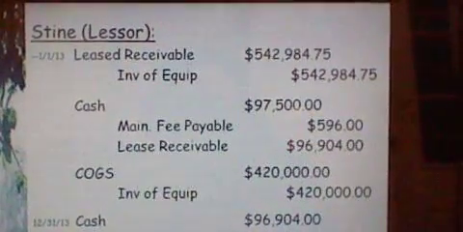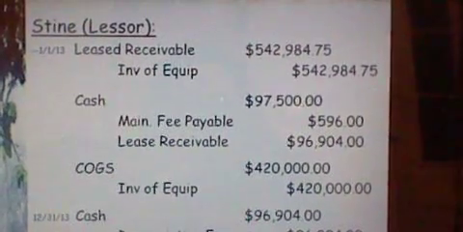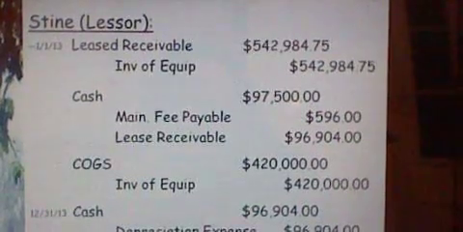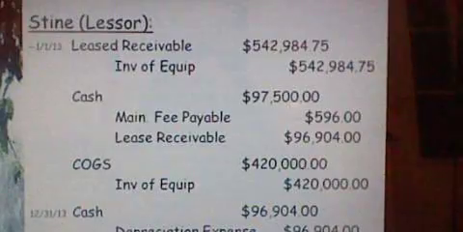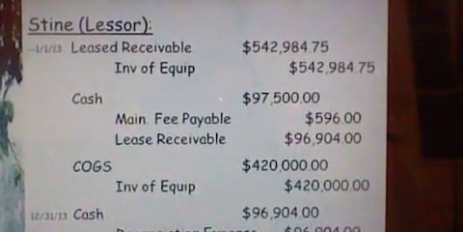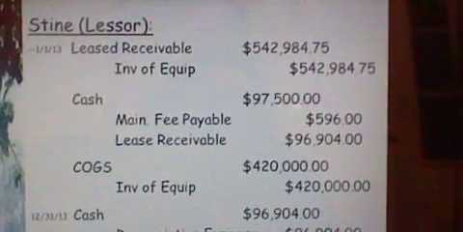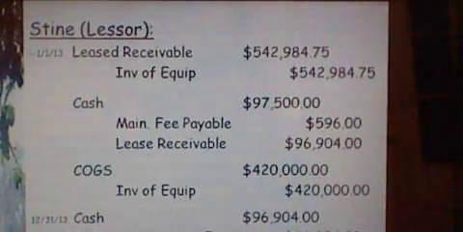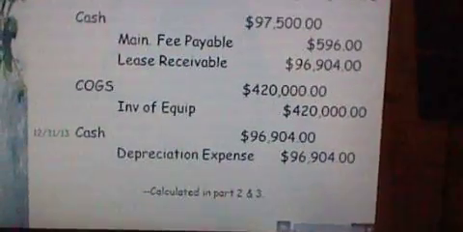To record the receipt of cash from the payment, it would be a debit to cash of $97,500 and a credit to maintenance fee payable for $596, which is the executory cost, and another credit to lease receivable for $96,904. To record the third set of journal entries, it would be a debit to cost of goods sold and a credit to inventory of equipment for the cost of the machinery, which was $420,000, which was also stated in the problem.